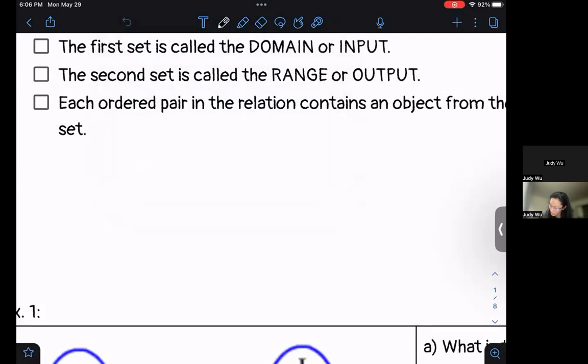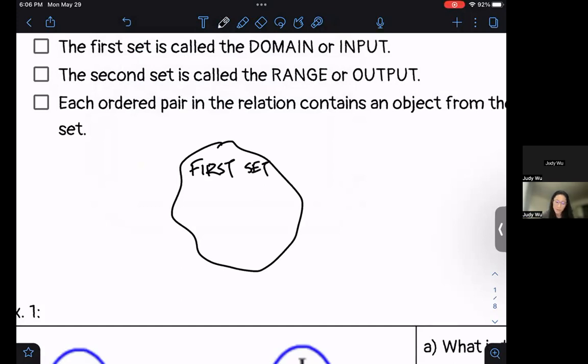And it kind of looks like this. So we have like one blobby looking thing, right? This is our first set. We also call this the domain. We also call this the input. And we might even hear this called the independent variable, right? An independent variable.